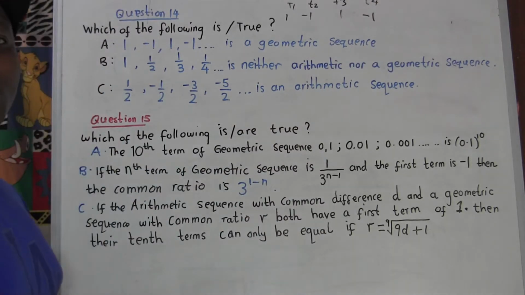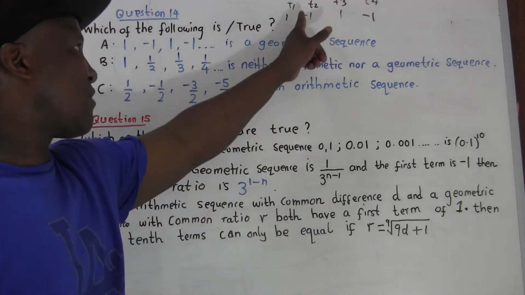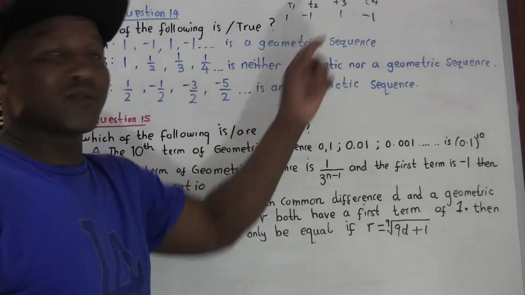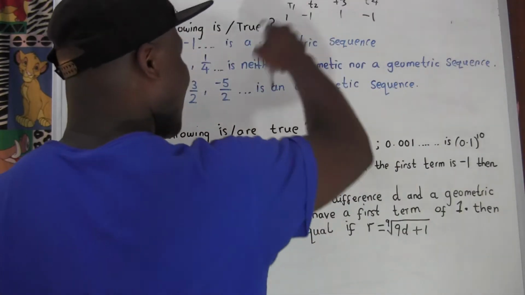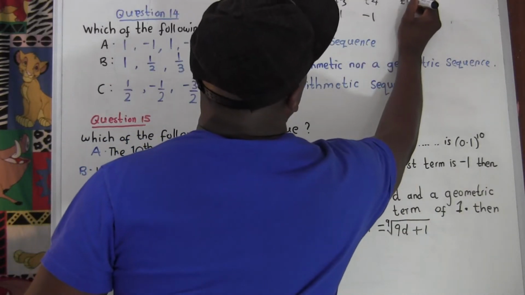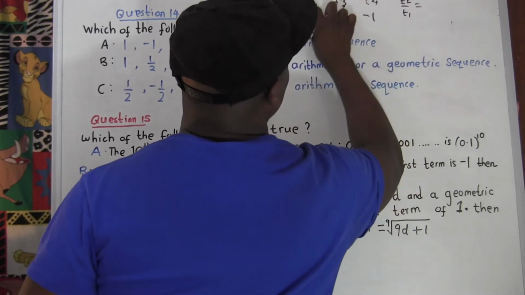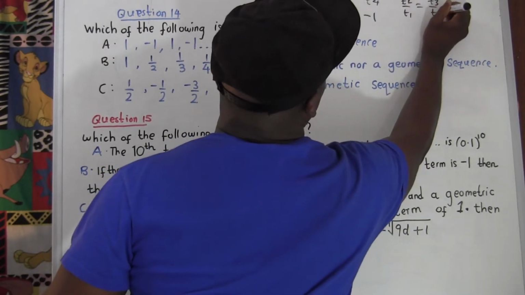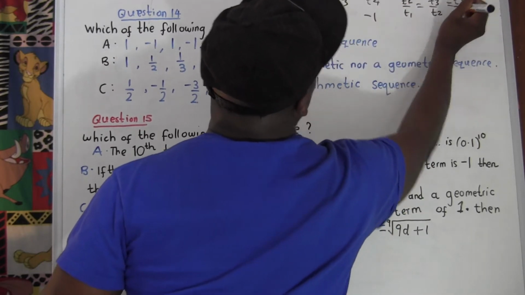To know if something is geometric, always take the next divided by the previous. Next divided by previous must be equal to next divided by previous. So if I take term 2 divided by term 1, it must be equal to this term divided by this, if it's geometric. And it must be equal to term 4 divided by term 3. Let's see if it's true.